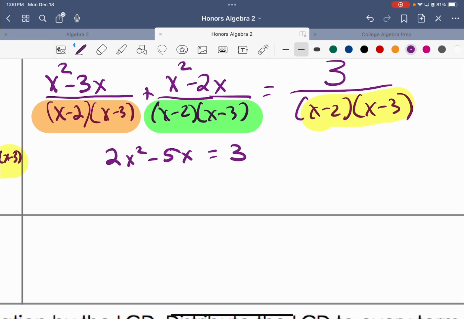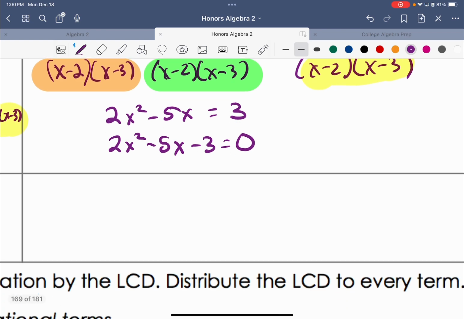We've got a quadratic. So that means we have to put it in standard form. So subtract 3. So that's 2x squared minus 5x minus 3 equals 0. We've got a quadratic trinomial, so we can use a quadratic formula, complete the square, or try to factor it. My guess is you want to try to factor it.